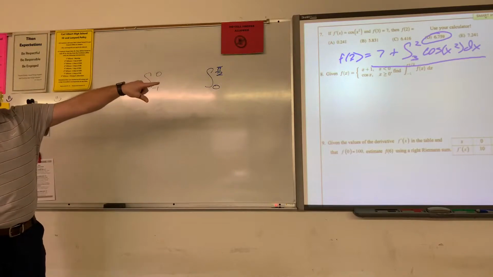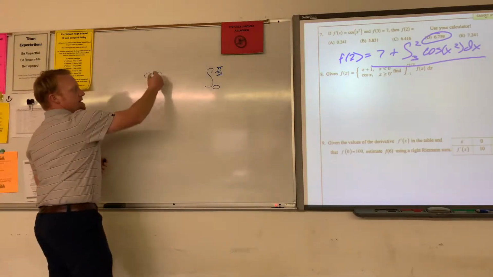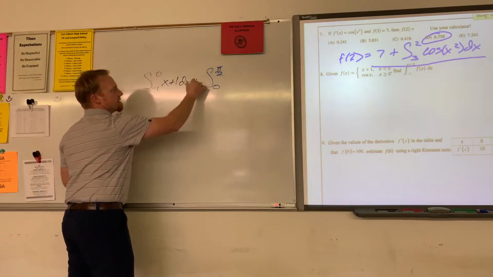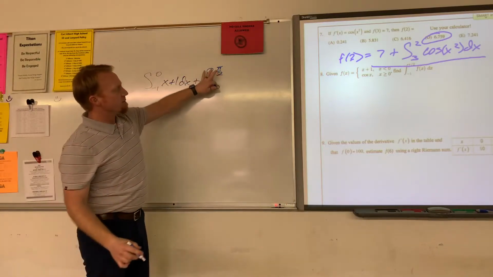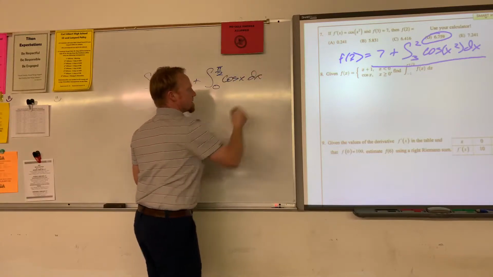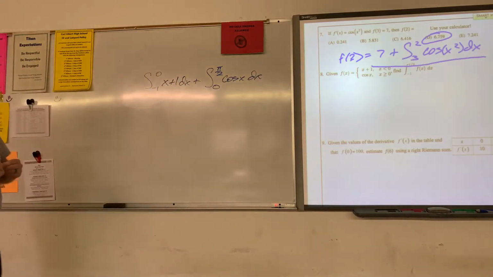It says x less than 0, we use x plus 1. This side is less than 0, so we use x plus 1. And greater than 0, we want to use cosine. So this side is greater than 0. It's just a matter of splitting it up and making sure the correct function is in the right spot.